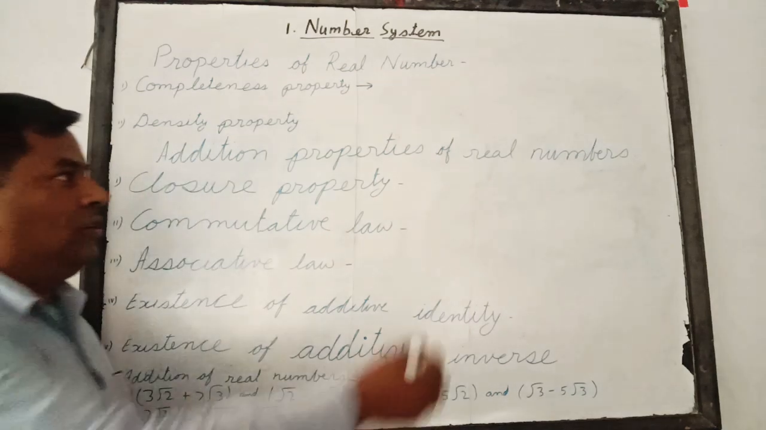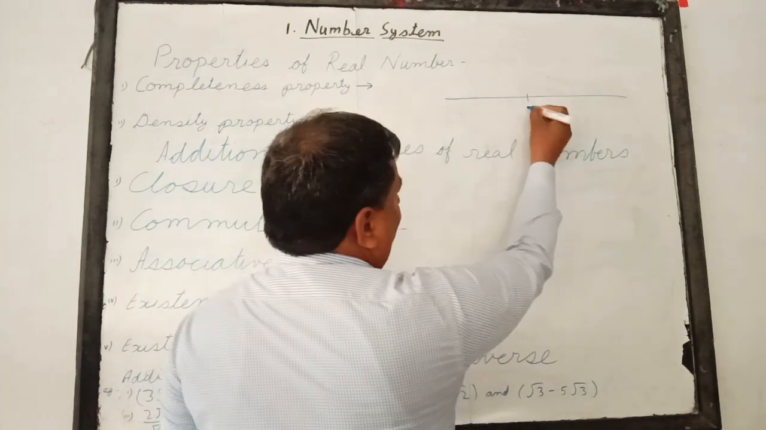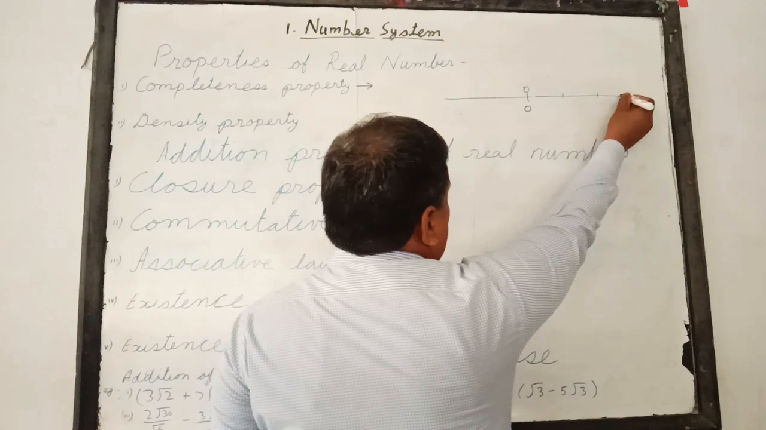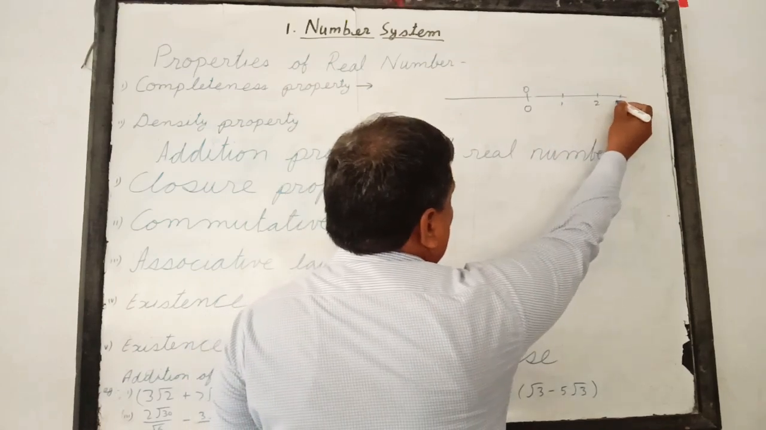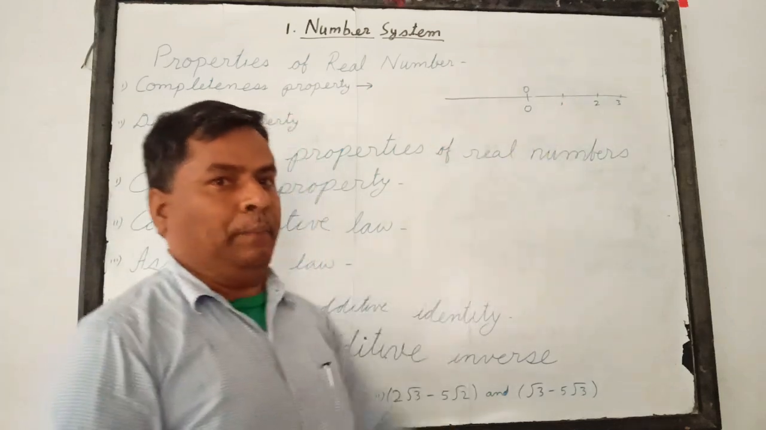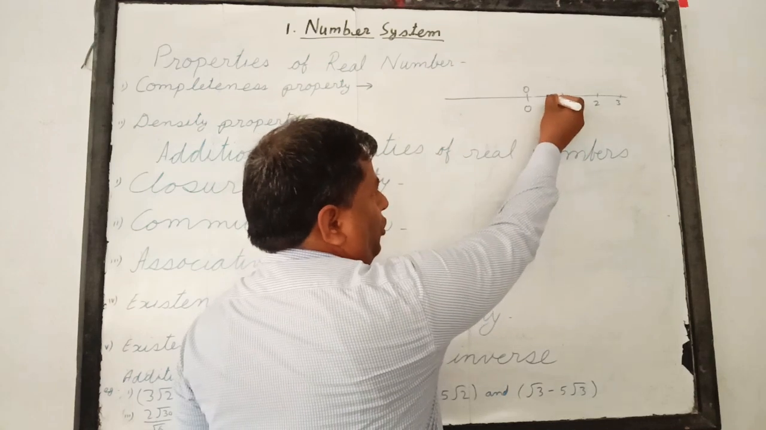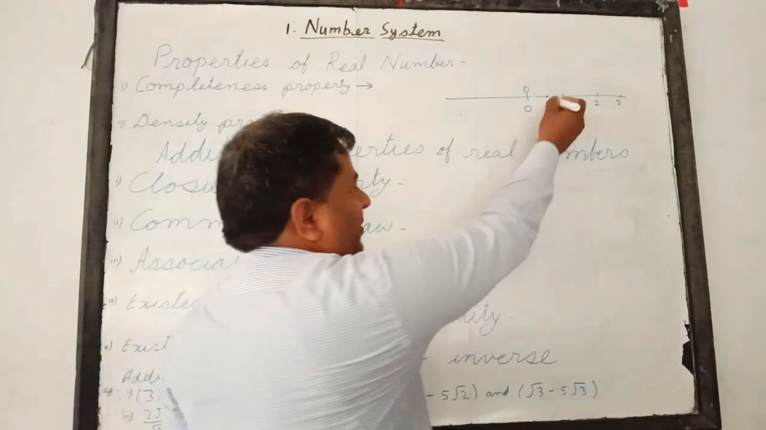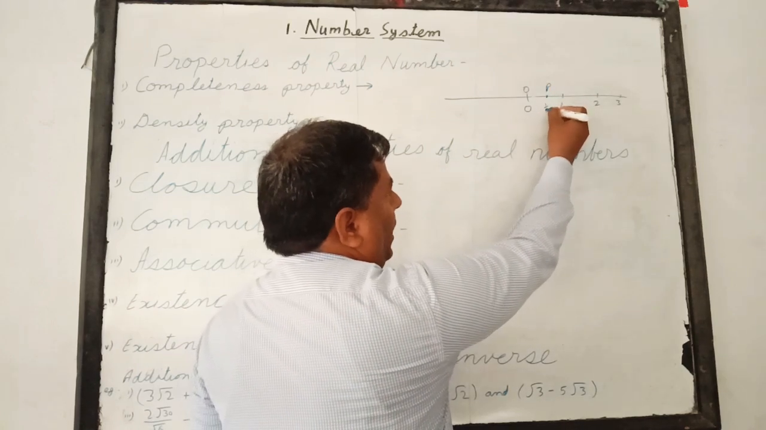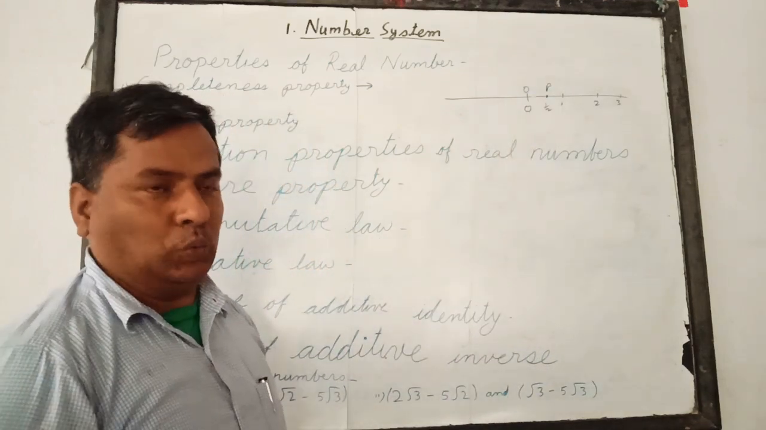So what does this mean? We can take an example: if we have a number line, we mark the origin, then we can divide it into equal parts. So this is 1, 2, 3. Now you take any point on this real line. If we take the midpoint of 0 and 1, we all know that this point, name it P, is 1 by 2. So point P corresponds to 1 by 2.